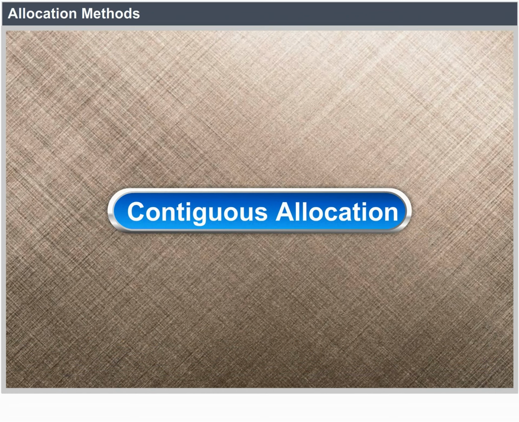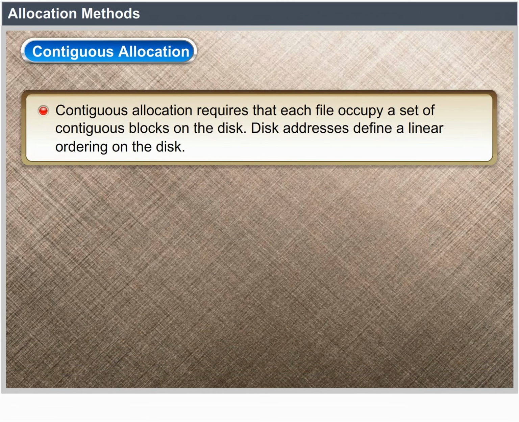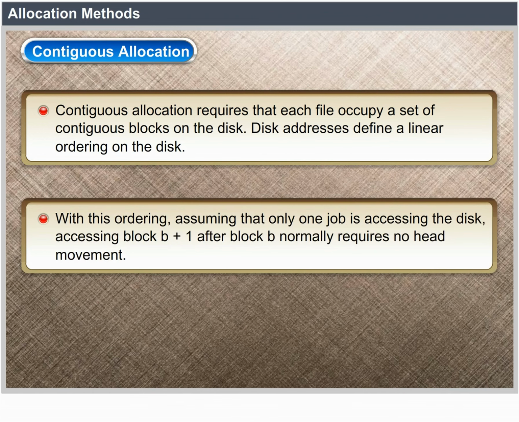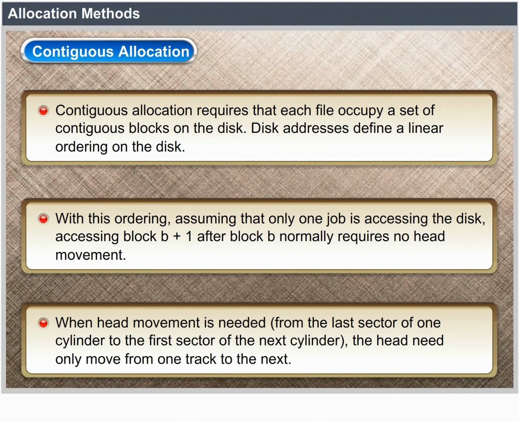Contiguous allocation. Contiguous allocation requires that each file occupy a set of contiguous blocks on the disk. Disk addresses define a linear ordering on the disk. With this ordering, assuming that only one job is accessing the disk, accessing block B plus 1 after block B normally requires no head movement. When head movement is needed from the last sector of one cylinder to the first sector of the next cylinder, the head need only move from one track to the next.